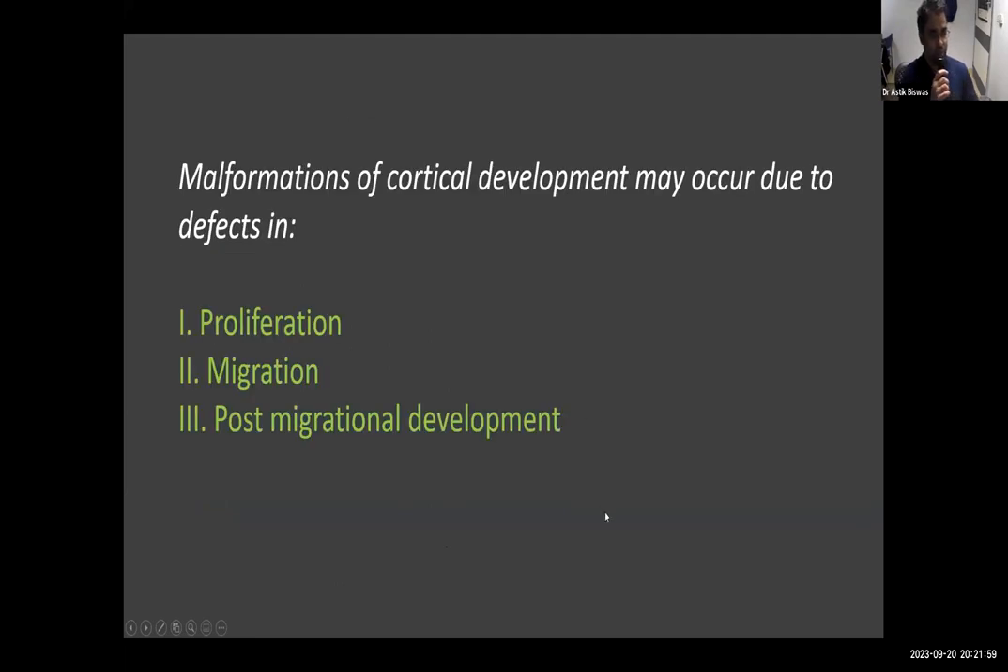Okay, so after that brief introduction into cortical development, let's look into the classification of malformations of cortical development. There are three broad categories, and again, there can be a lot of overlap because we have seen that many of these processes occur simultaneously. But essentially, for practical purposes, we can divide them into disorders of proliferation, migration, and post-migrational development.